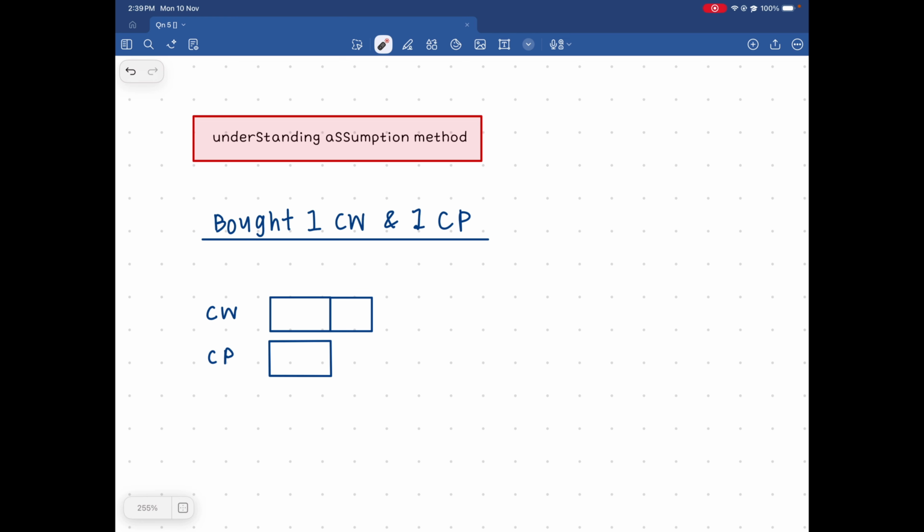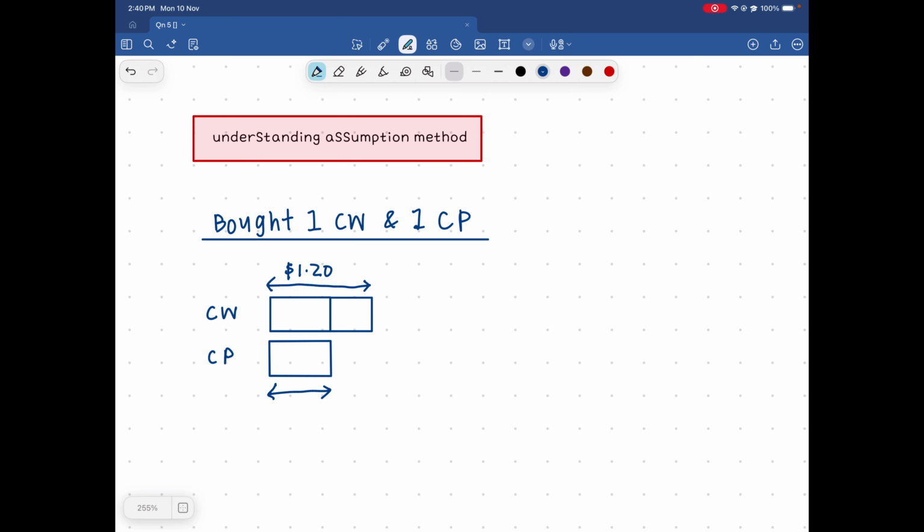Now let's understand the assumption method first. This is not an easy method to understand, but once you have understood this, the steps to solve this question are rather straightforward. First, to understand this method, let's take a look at the cost of 1 chicken wing and the cost of 1 curry puff. 1 chicken wing is $1.20. Let's annotate this here. And 1 curry puff is 67 cents.